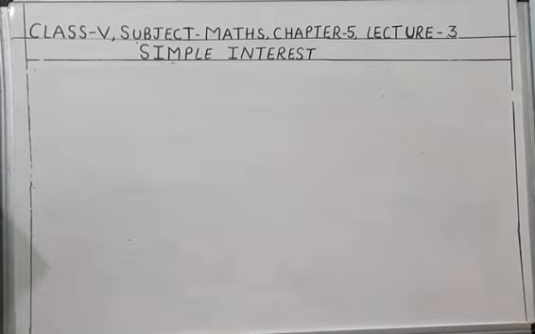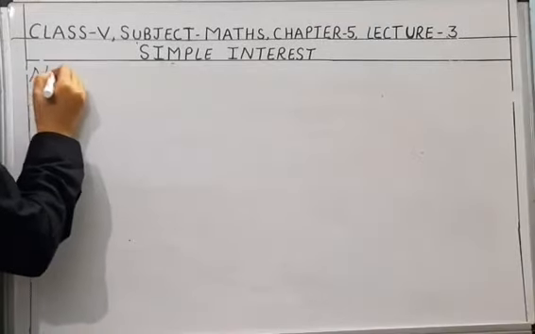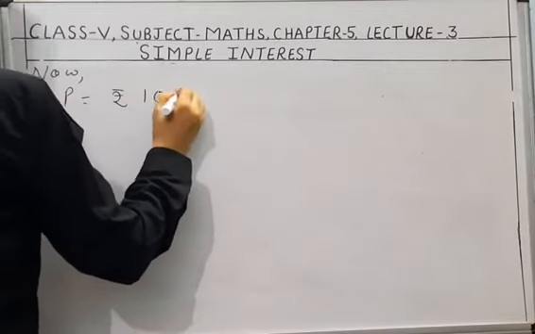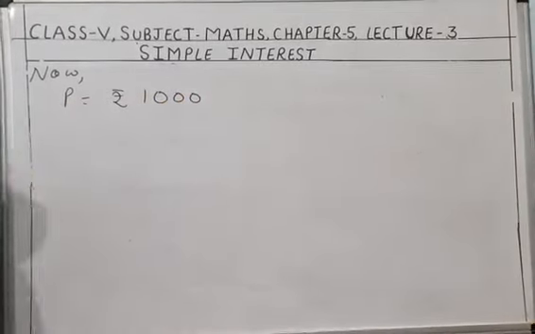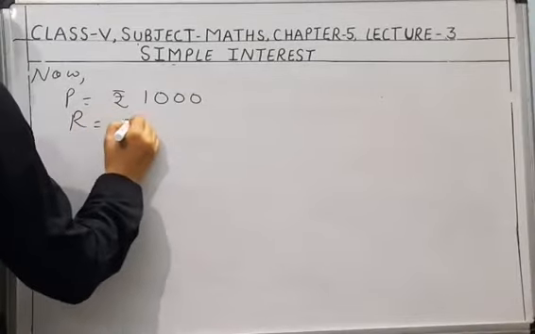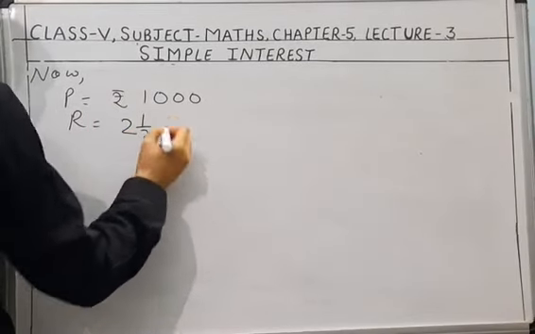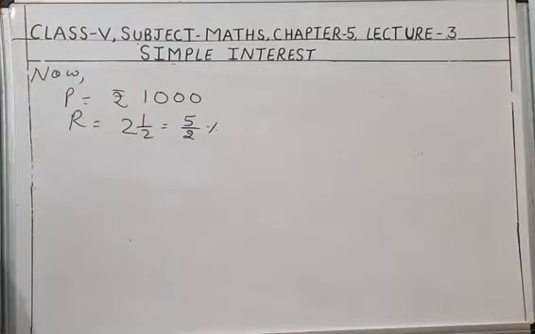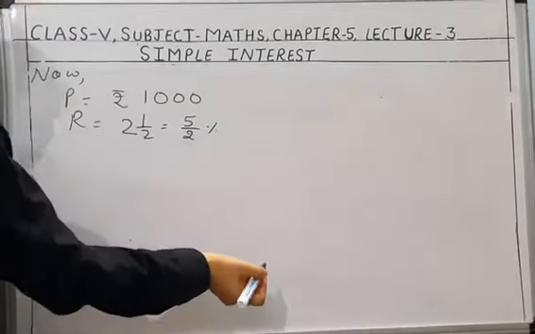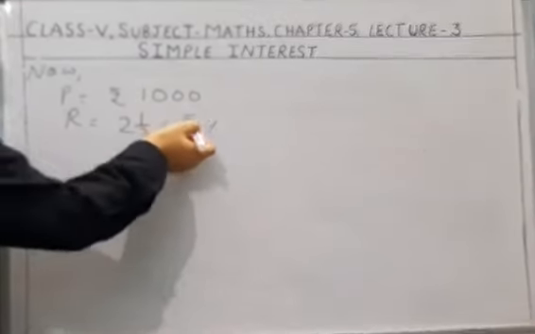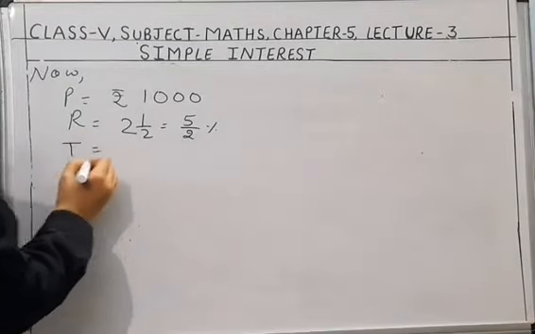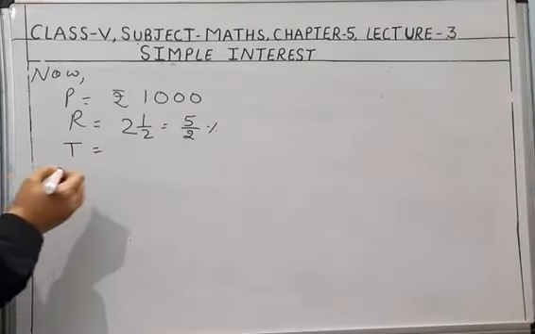Second part of our solution. Principal is given rupees 1,000. And for that rate is same. It is asked in the question. If you are not solving 2 whole 1 upon 2 in that previous part, then it is okay because you are using 5 upon 2 in your solution. And now time is given to you 4 years.